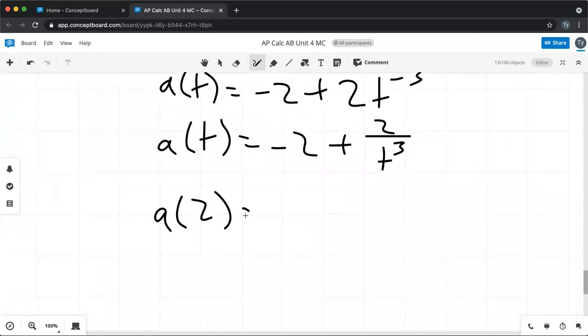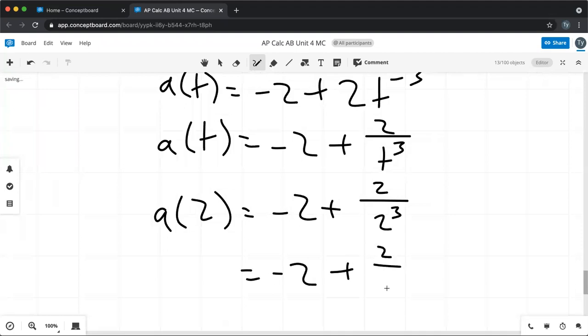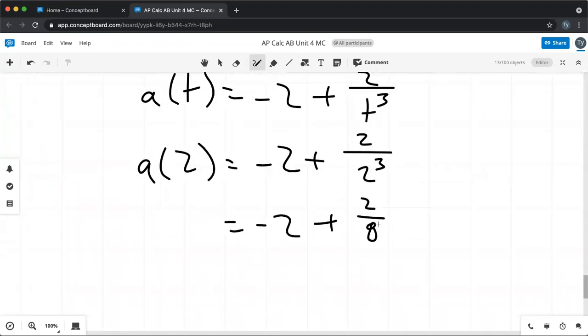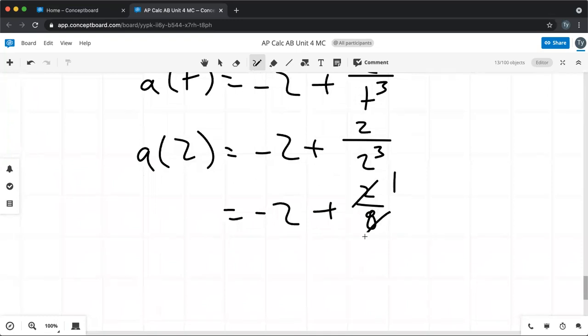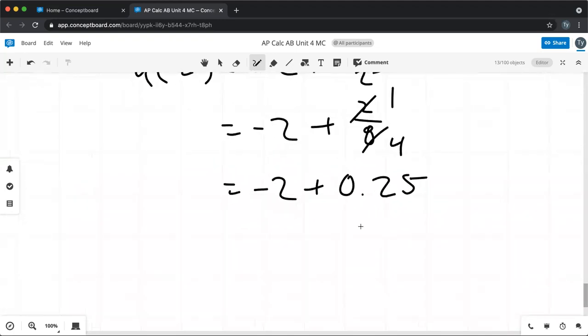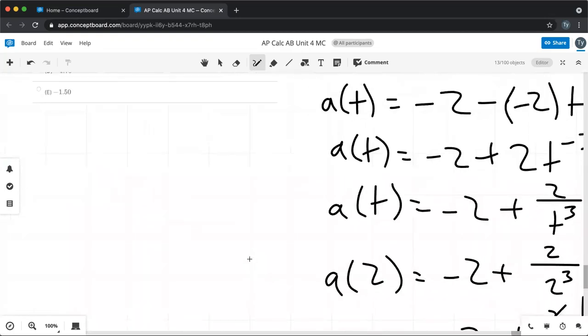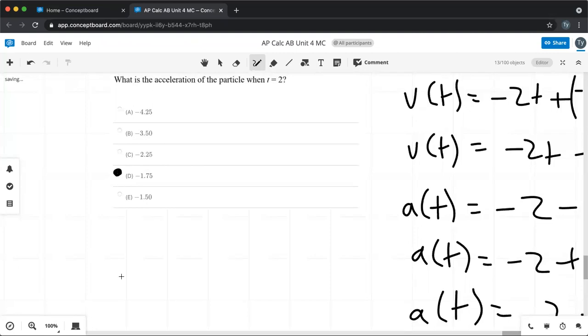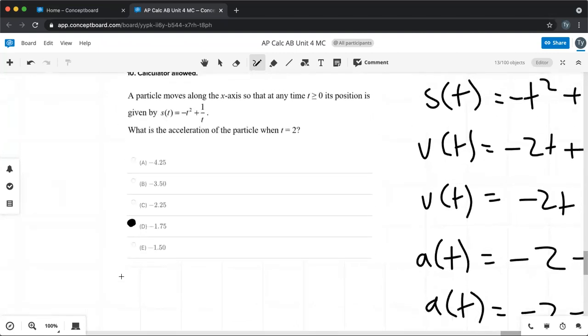So we plug in 2 for our acceleration. So here was a t, now it's a 2. We have negative 2 plus 2 divided by what's 2 to the 3? It's 8. 2 over 8 is the same as 1 over 4, which is the same as 0.25. I'm getting ahead of myself. And negative 2 plus 0.25 is negative 1.75. And is that an answer? Of course it is. Hooray. So this is our answer. This is the acceleration of the particle when time t equals 2.